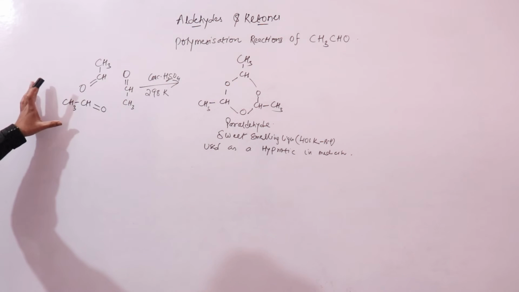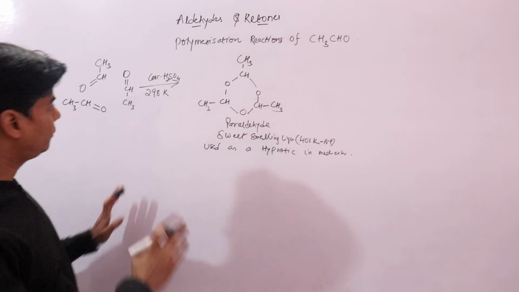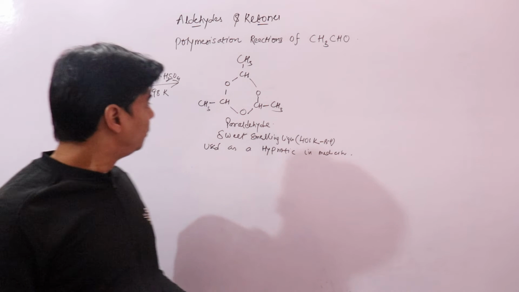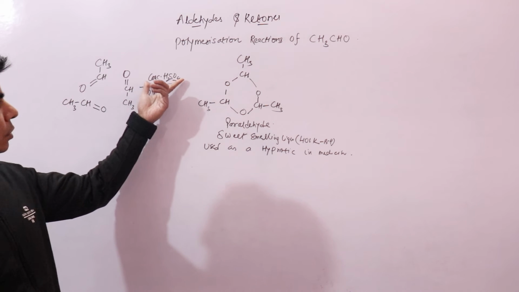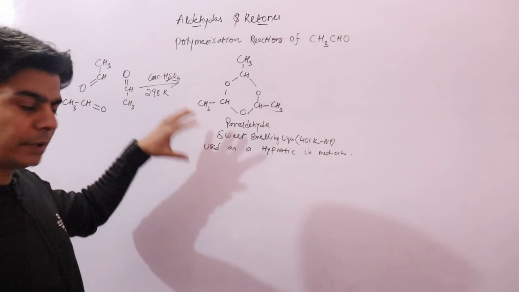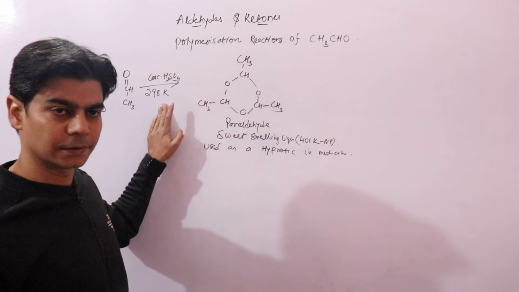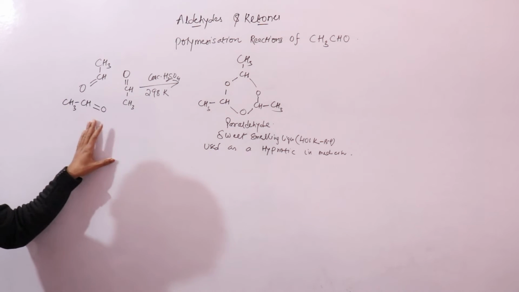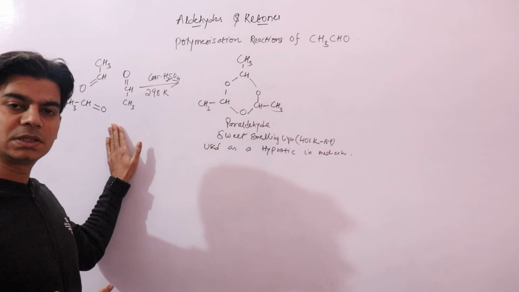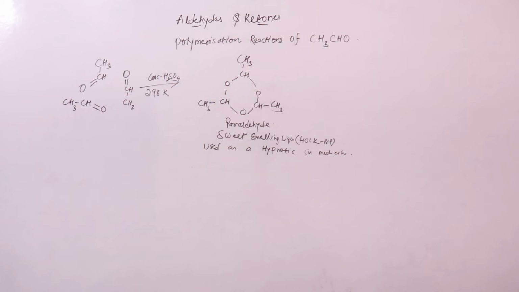Now, if we just change some conditions of this reaction, where I take a few drops of concentrated sulfuric acid, or I take dry HCl gas, at temperature 278 Kelvin, a little lower temperature, then in that case, instead of 3 molecules, 4 molecules will undergo polymerization to form a tetramer, and that tetramer is your metaldehyde.